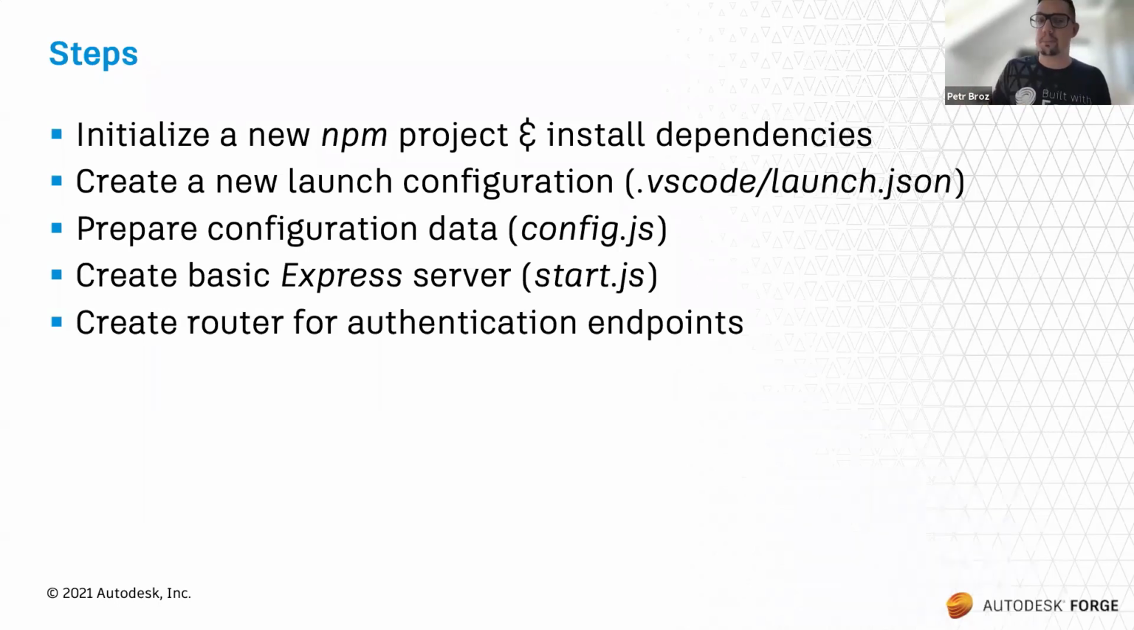So in order to run our application, we're going to need things like the Forge client ID and client secret, for example, that Forge has hopefully generated for you when you create your own Forge app. And we're going to create something called a router for the authentication. And I'm going to explain what a router is when we get to that point.